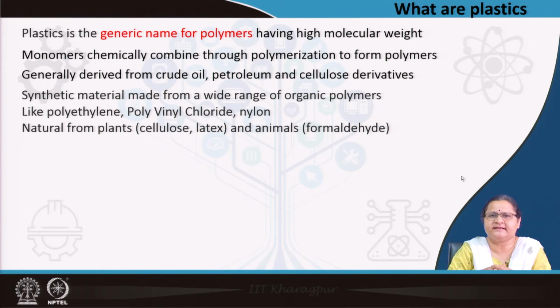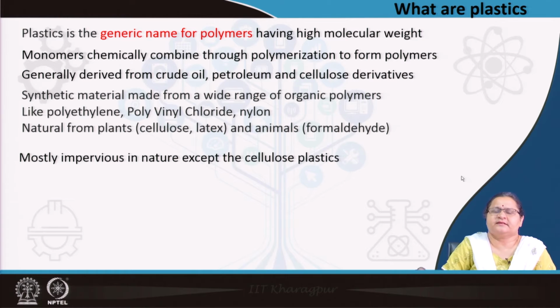It is mostly synthetic, made from wide range of organic polymers like polyethylene, polyvinyl chloride, nylons, etc. And from the plant it is cellulose, latex, from animals it is formaldehyde, glue, casein, from animal hides, etc. So, plastic is the generic name for the polymers. Hence, there are various types of plastics.